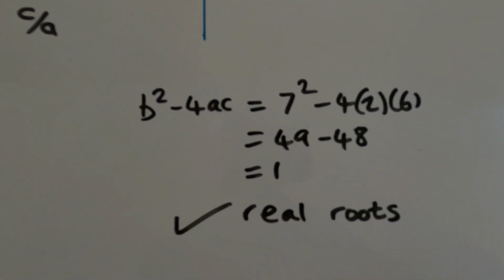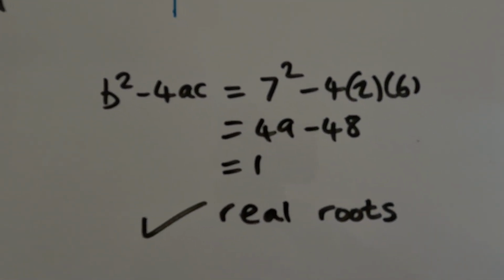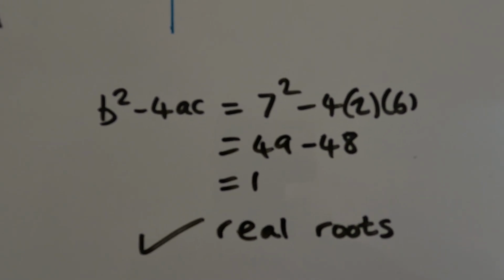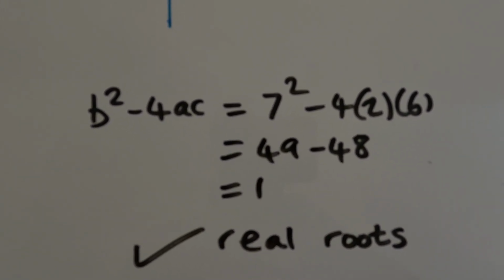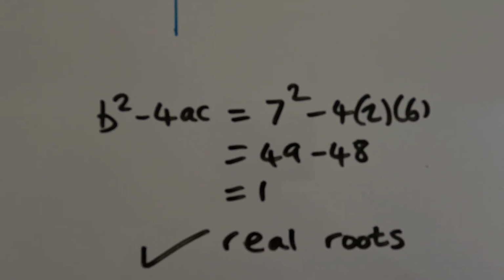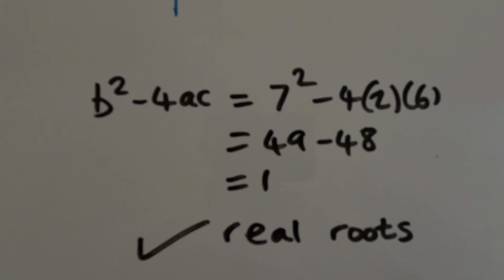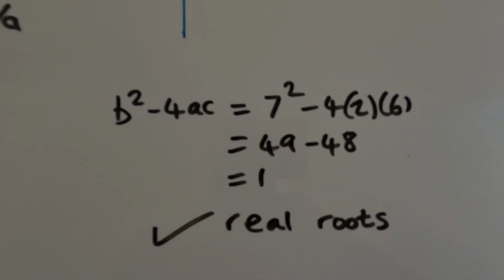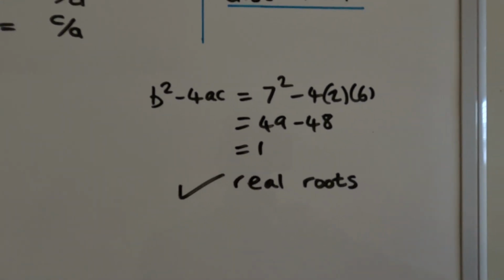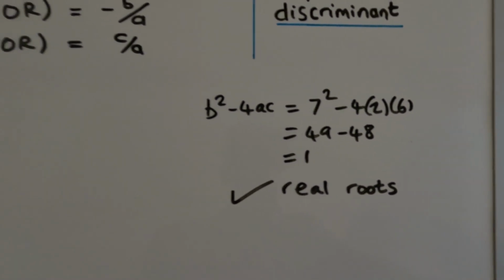Now, the discriminant for this example, b squared minus 4ac, is equal to 7 squared minus 4 times 2 times 6, which is 49 minus 48, which is 1. So it's greater than or equal to 0, so it has real roots. So it only just made it. But nevertheless, it's greater than or equal to 0.